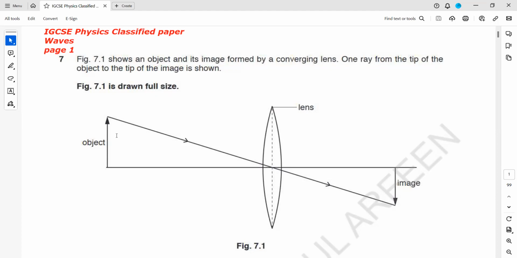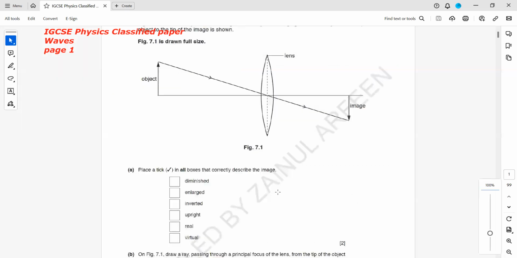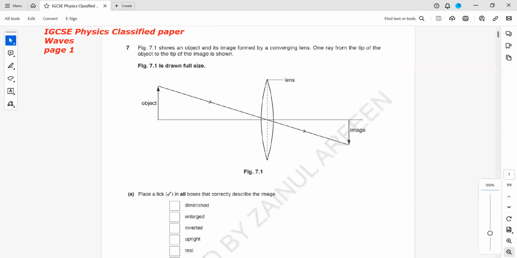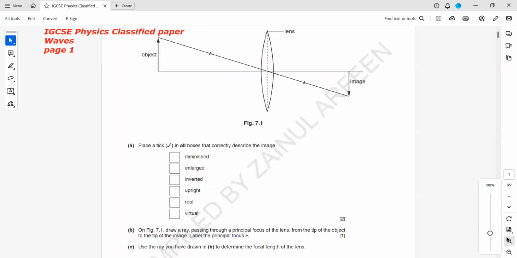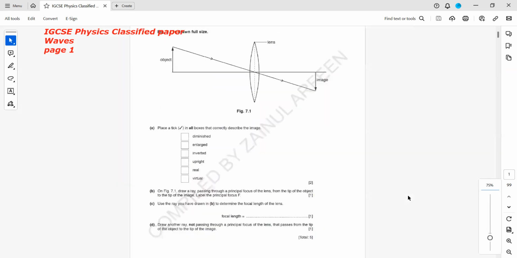Figure 7.1 shows an object and its image formed by a converging lens. One ray from the tip of the object to the tip of the image is shown, as you can see here, and this is drawn to full scale, so you can do measurements as well. Now the question is, so what do we have to do?